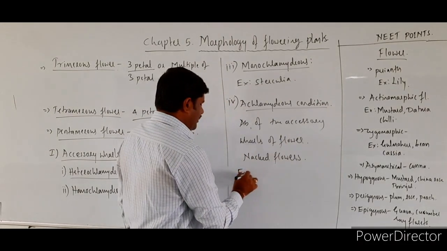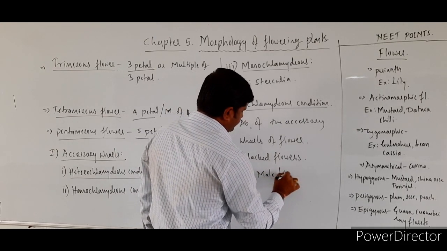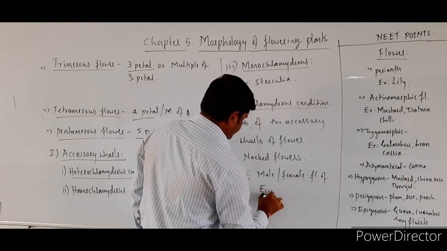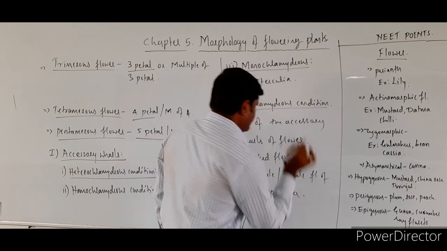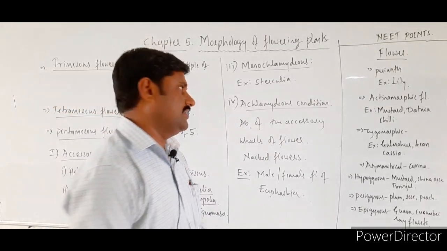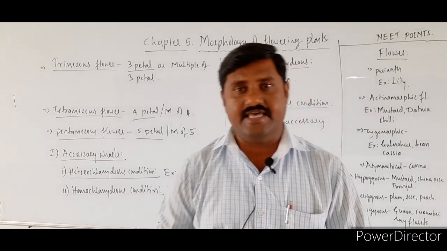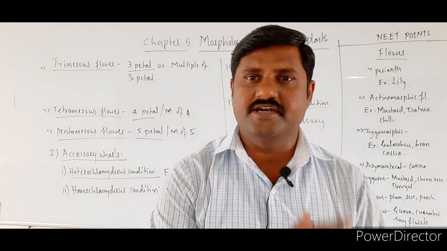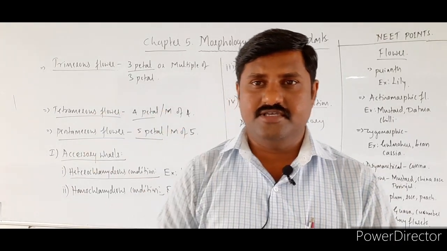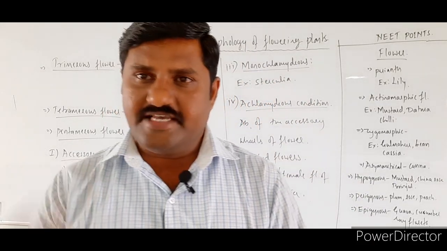The best example for such kind of flowers are male as well as female flowers of Euphorbia. So these are the examples for what? Achlamydious condition, right? So based on the presence or absence of these accessory whorls, there are different conditions that we come across, and to describe those conditions, there are different terms that we use. Now, next one is perianth condition.